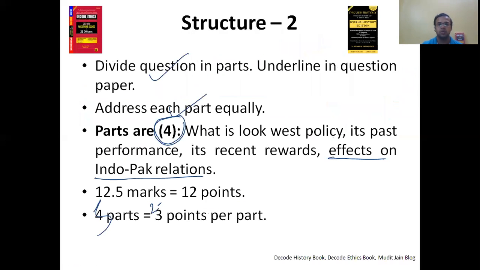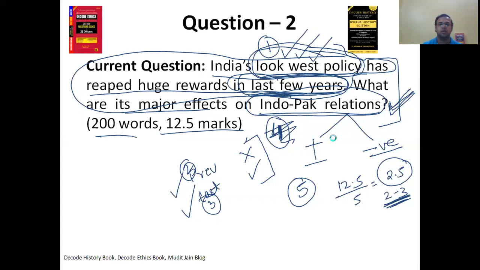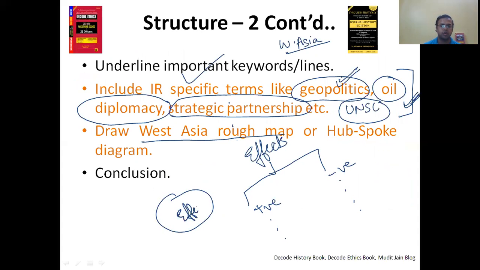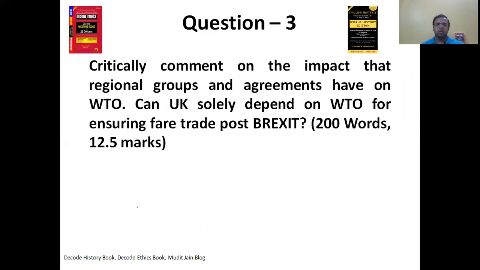question has asked you what are the effects of this on Indo-Pak relations, then you can draw a flow chart like effects, positive, negative, and then you can just write in 2-3 words each here. So this can be a diagram, or you can draw hub and spoke diagram, effects, and 1, 2, 3, 4. So either way, you can try 2 or 3 sort of diagrams in this question. Now moving to the third question. So it is again a current based question, but then it involves a static body as well.